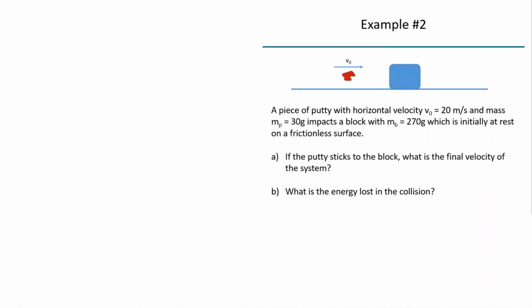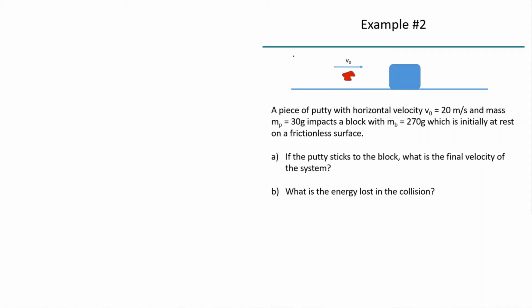Let's do an example of a perfectly inelastic collision first. These ones are easier. So a piece of putty with horizontal velocity V initial equals 20 meters per second and mass MP equals 30 grams impacts a block with a mass MB equals 270 grams, which initially is at rest on a frictionless surface. If the putty sticks to the block, what is the final velocity of the system, and what is the energy lost in the collision?